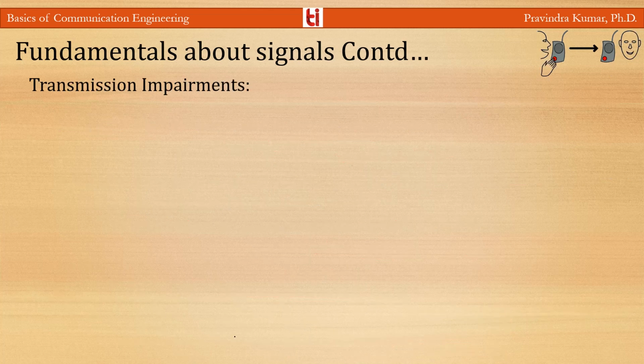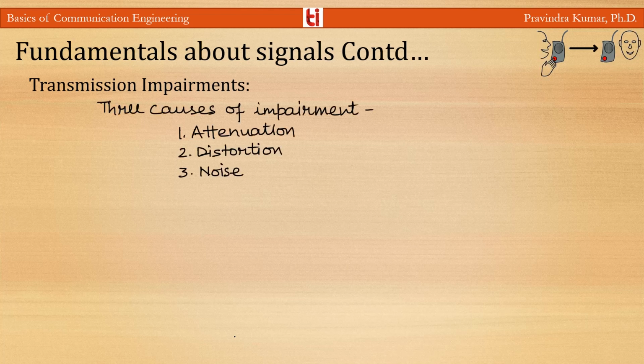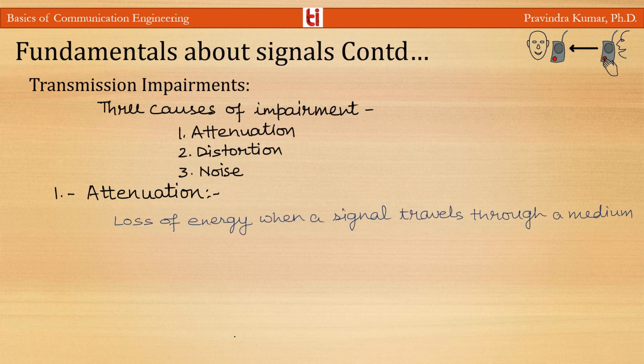Now we will discuss transmission impairments. Signals travel through a transmission medium which is not perfect. The imperfection causes signal impairments. This means that the signal at the beginning of the medium is not the same as the signal at the end of the medium. There are three causes of impairments: attenuation, distortion, and noise. Attenuation means a loss of energy when a signal, simple or composite, travels through a medium. It loses some of its energy in overcoming the resistance of the medium.